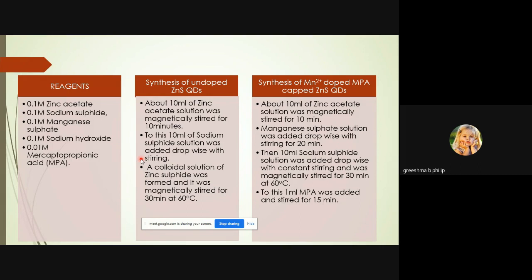For that, about 10 ml of zinc acetate solution was magnetically stirred. To this, 10 ml of sodium sulfide was added while stirring. Then the immediately formed colloidal solution was again magnetically stirred for 30 minutes at a temperature of 60 degrees Celsius. Then for the synthesis of manganese doped MPA capped zinc sulfide, after the magnetic stirring of the zinc acetate, we add manganese sulfate to it. Then drop-wise, we add sodium sulfide solution with constant stirring. And at last, we add 1 ml of MPA to it, and it is stirred for 15 minutes.